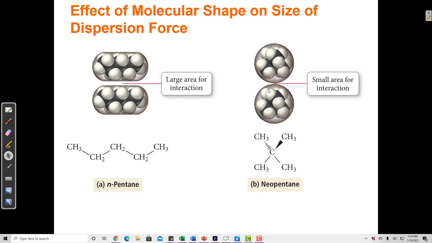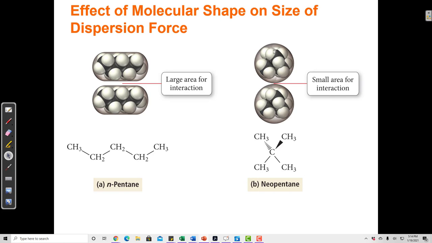In these molecules, they have a dispersion force. Every particle has a dispersion force. So particles that are not polar have dispersion. Particles that are polar have dispersion. Every particle in the universe experiences the dispersion force, every atom and every molecule.